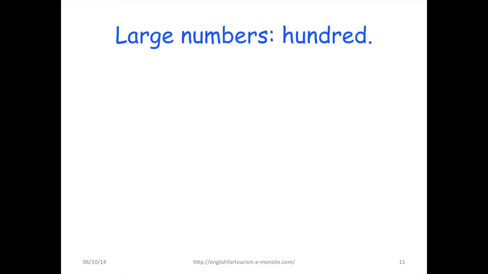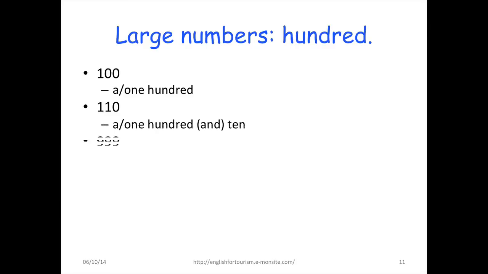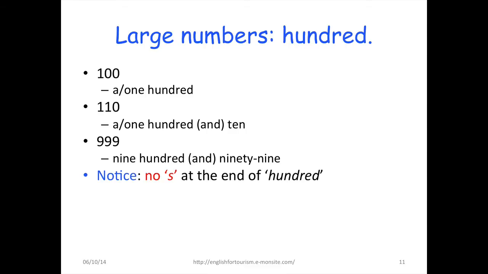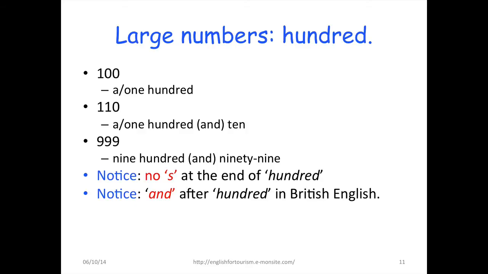Let's talk about large numbers. This is 100, 110, 999. Notice there is no S at the end of 100. Notice there is AND after 100 in British English, but American English doesn't require it.